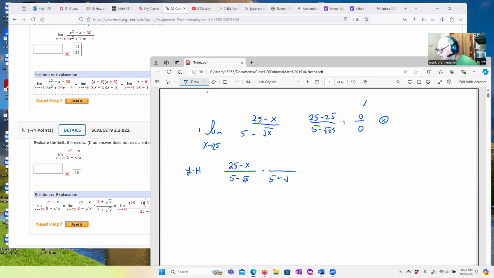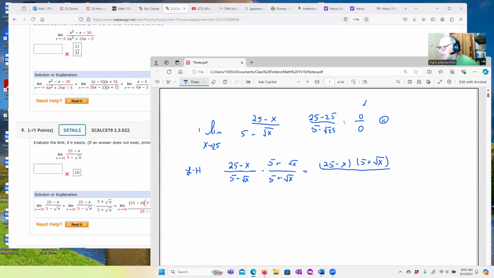We want to say 5 plus the square root of x divided by 5 plus the square root of x. And this is what I mean by multiplying by 1. This right here, this is 1. Now, you don't have to multiply out the top, and I would actually rather you don't. Just leave it as 25 minus x times 5 plus the square root of x. We're just going to hold off on that for a moment. Now, at the bottom, because we have an x minus a, x plus a kind of thing, go ahead and multiply this out.